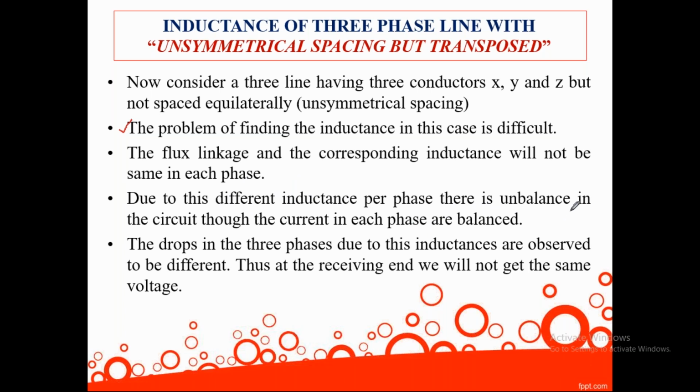But the three currents flow in a balanced condition, IA, IB, IC, or IX, IY, IZ based on our notation. The drops in the three phases due to this inductance, for example in R, Y, B, will be different among the three phases because of the unequal distances. Due to these different drops, the phases have different inductances. Because of this, the receiving end will not get the same voltage.